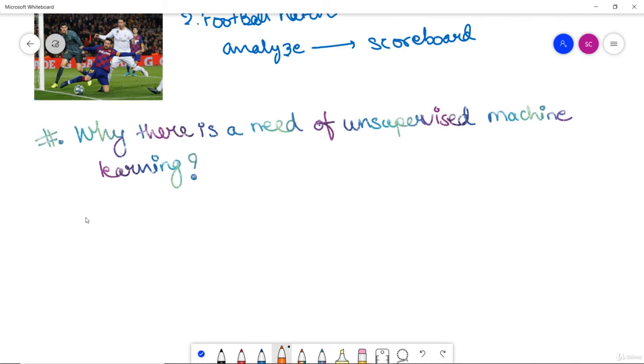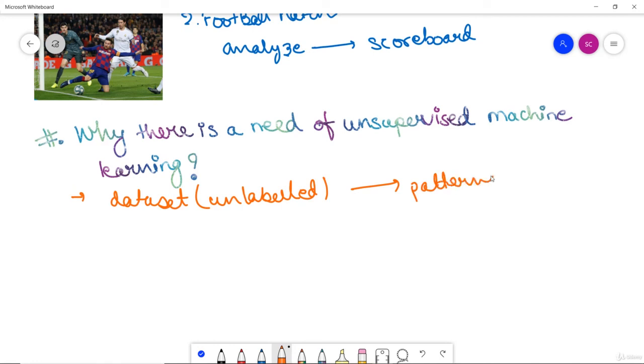The very first reason why we need unsupervised machine learning is that these learning algorithms work on datasets that are unlabeled and find patterns which would previously not be known to us. That means it is working on a dataset which is unlabeled, and after processing it could find certain patterns which might earlier not have been known to us. So for finding those particular patterns, we need the concept of unsupervised machine learning.